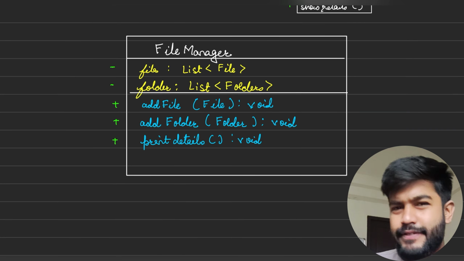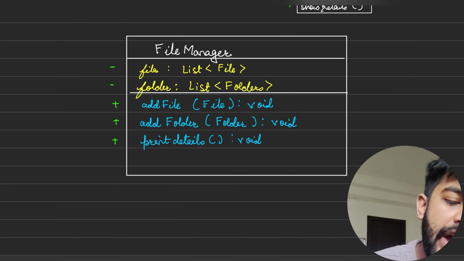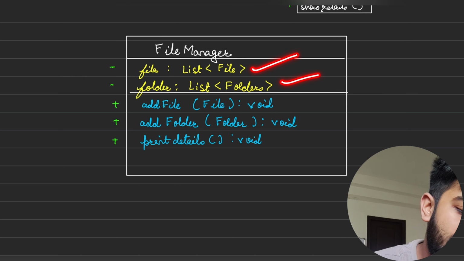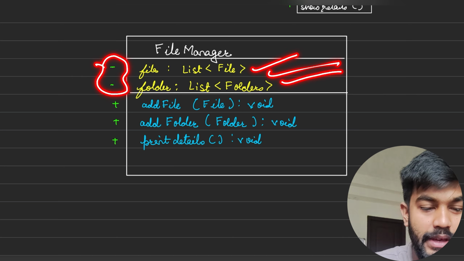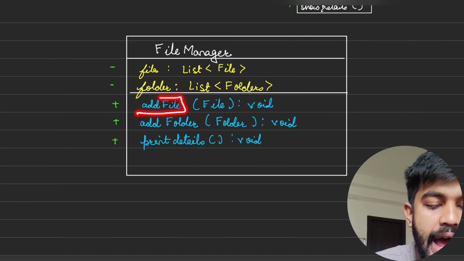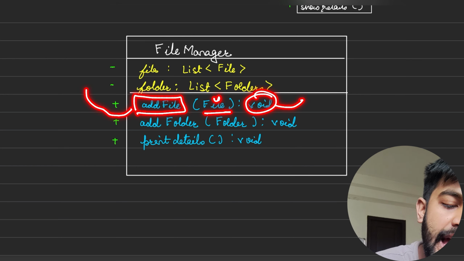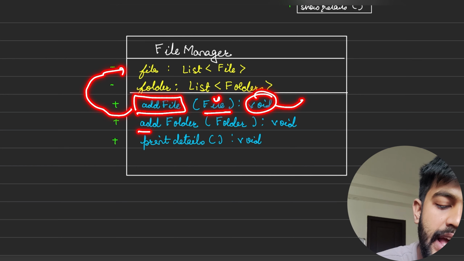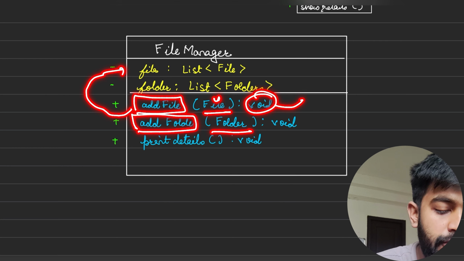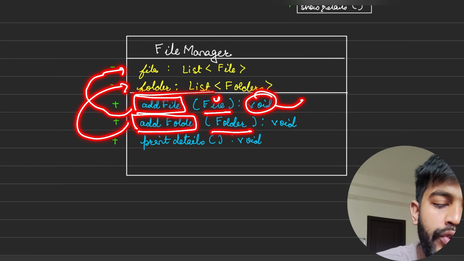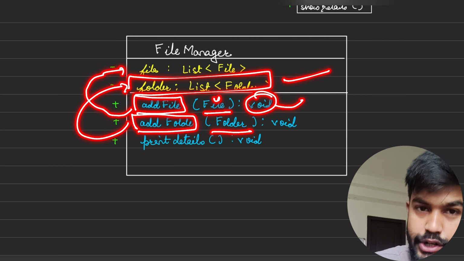We would also have a file manager. The file manager would contain a list of all the files and the folders, and all of them are private, and this is the data type. Then we have a method to add file. It would take a file as a parameter and the return type would be void. Basically this would just add to the list of files. Add folder would take a folder, return type is void, and would add to this private attribute.